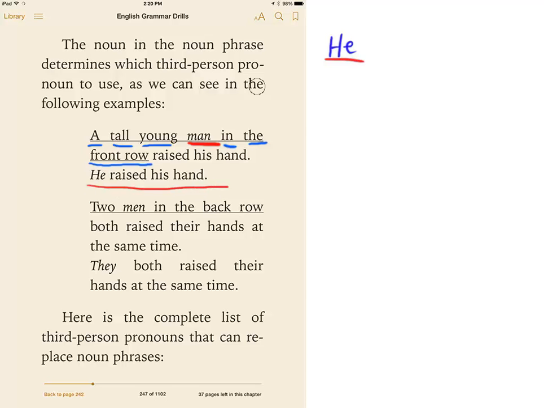Now let's take a look at the next one. Two men in the back row both raised their hands at the same time.